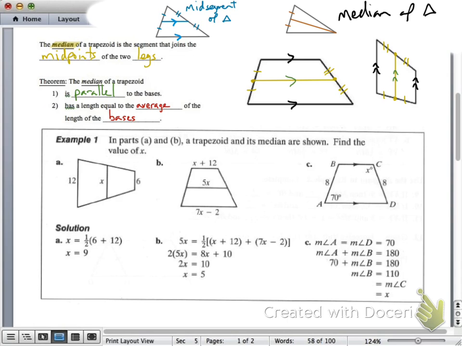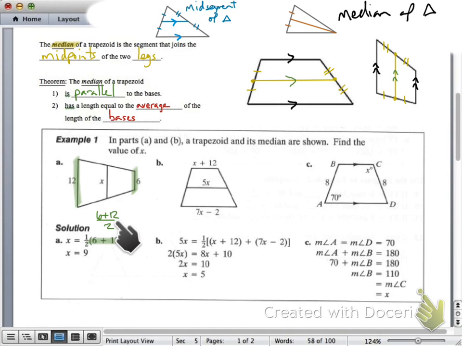Now, it'll take maybe a couple of run-throughs here before this makes some sense. So let's go ahead and look at these examples down here at the bottom, where it gives you some lengths relative to this base, which is 6, this base over here, which is 12, and then the median is x. So the way we can solve for x in this question is we will say that x is equal to 1/2 times (6 plus 12), which is the same thing as 6 plus 12 divided by 2. This here is the more common form.